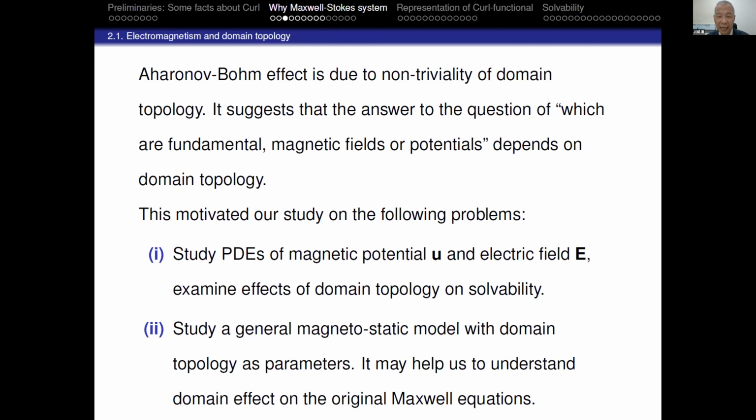And this motivated our study of the following two problems. The first one is to study partial differential equations of the magnetic potential U, maybe coupled with E, and examine the effects of domain topology on the solvability. And the second one is to study a general magnetostatic model with domain topology as the parameters. And understanding this special case may help us to understand the domain effect on the original Maxwell equations.